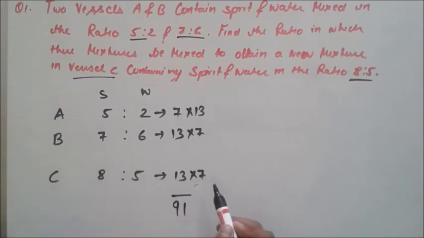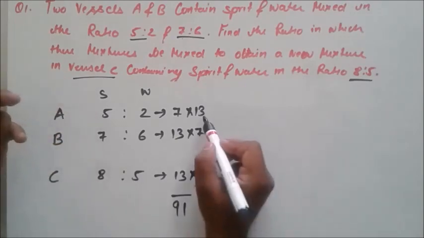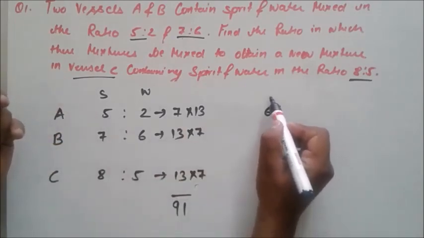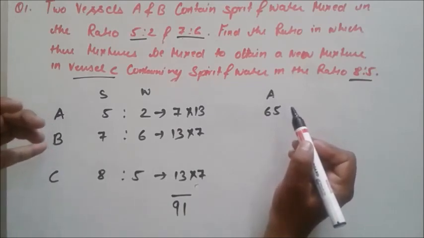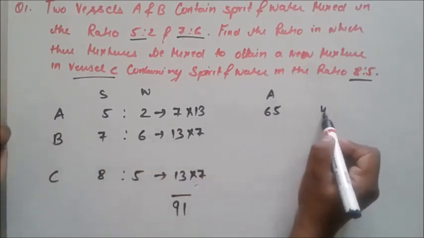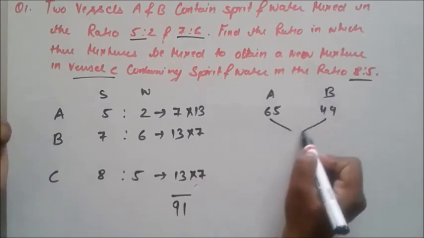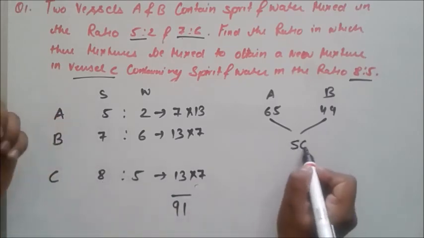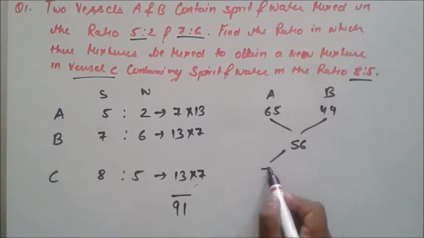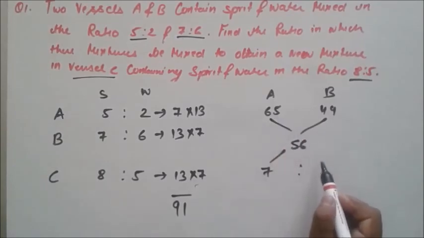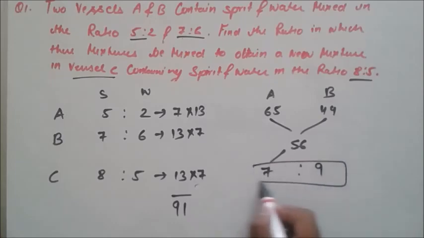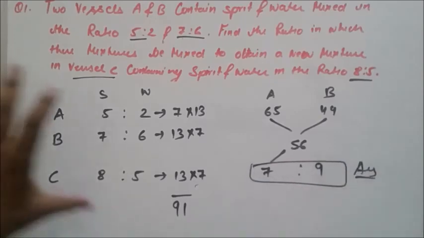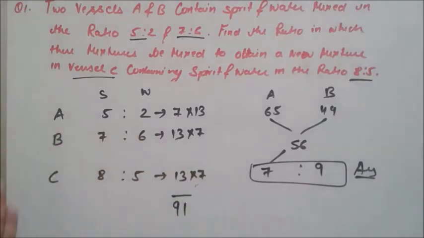Now we can calculate the total quantity of spirit in vessels A, B and C. The total quantity of spirit in vessel A becomes 13 into 5, 65. The total quantity of spirit in vessel B is 7 into 7, 49. If we combine these two vessels, we get a final vessel in which the spirit quantity is 7 into 8, 56. Now we can calculate. 56 minus 49 is 7, and 65 minus 56 is 9. So the final ratio is 7 by 9, in which these two vessels are mixed to get a final vessel in which the ratio of spirit and water is 8:5. Friends, it is the easiest method.